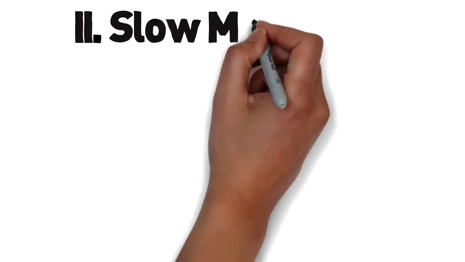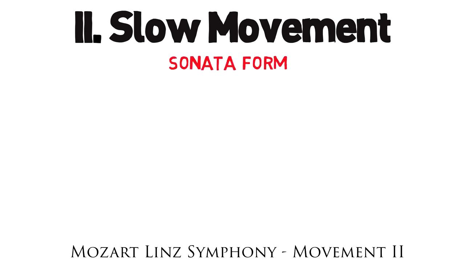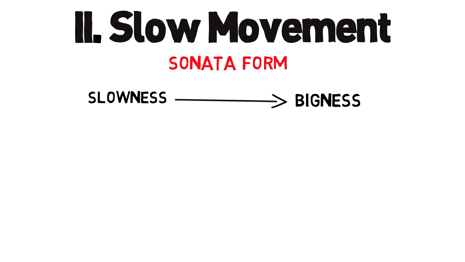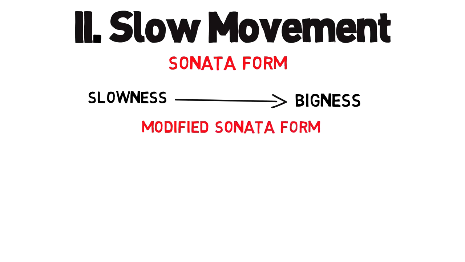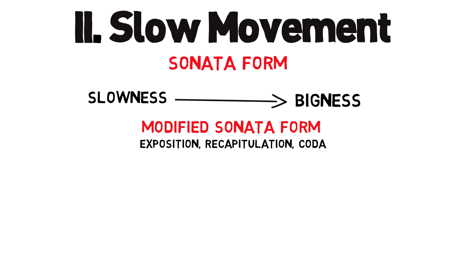Onto the slow movement. This movement can also be in sonata form, but remember that in classical music, slowness often means bigness. It can be in sonata form even if the development is only 8 bars long, because of the breadth and slow pace at which the music unfolds. The composer could also recreate the feel of a sonata form with just an exposition, recapitulation, and coda, excluding the development. And again, this works just because of how expansively the music unfolds. It might not need a development to make its point.